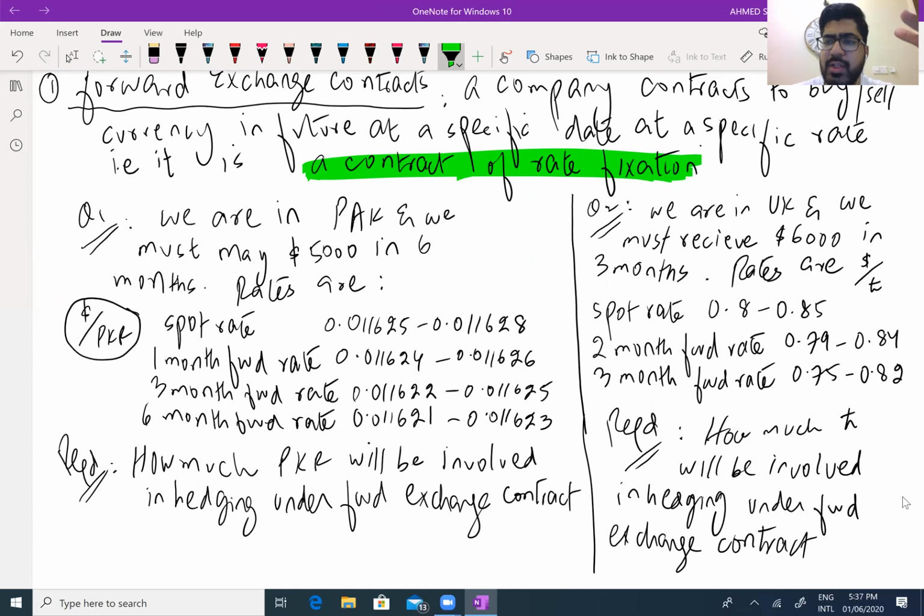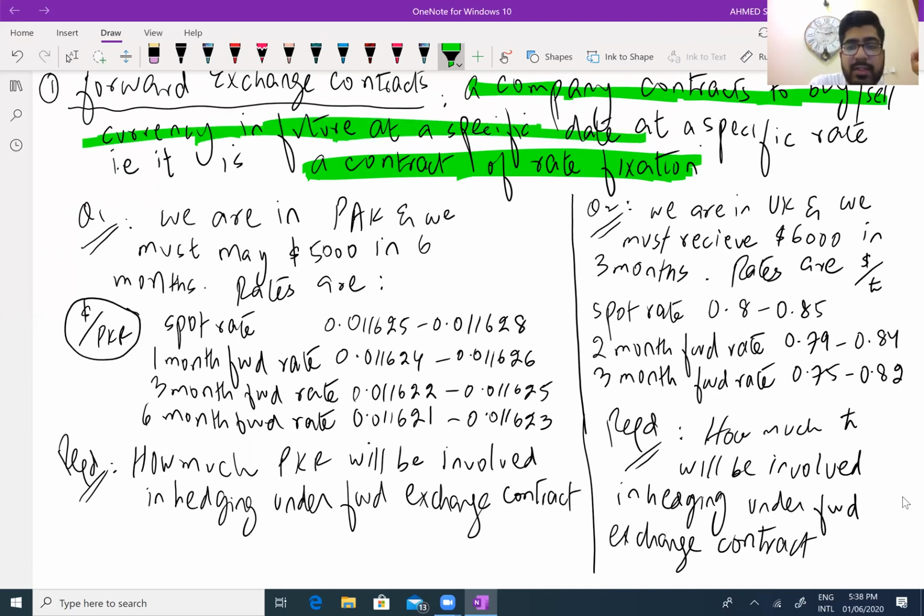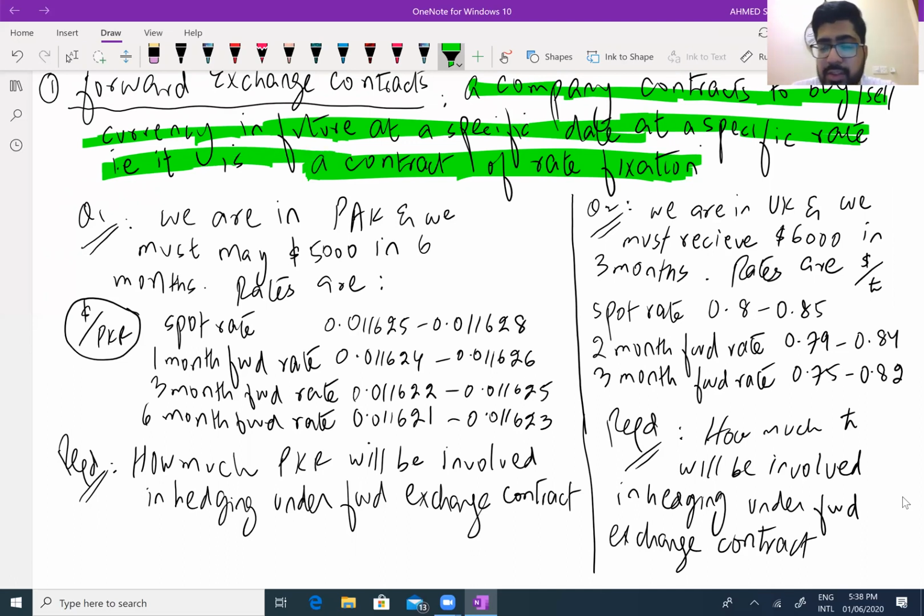You go to any money changer or any bank offering this facility and contract with them to fix a rate. You say, I have to pay ACCA fees of £100 next month, I'm afraid the rates may go up, let's fix the rate. Now, if rates go up, you won't bear any loss because you have contracted at a specific rate. A company contracts to buy or sell currency in future, at a specific date, at a specific rate. It is a contract of rate fixation.